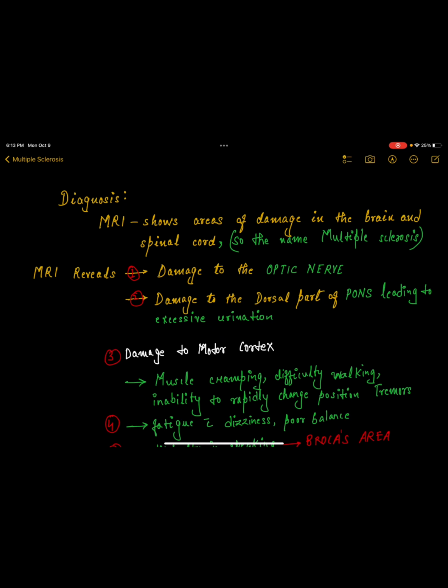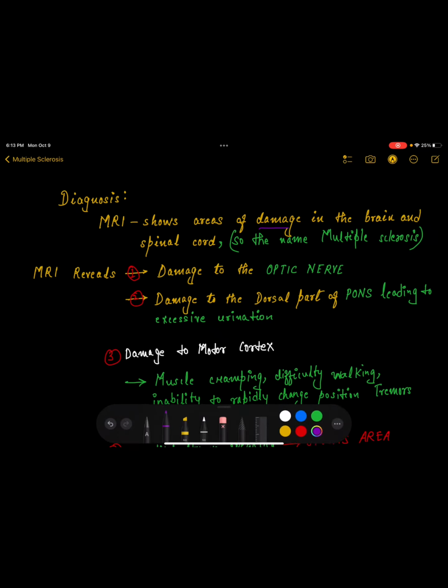So now the diagnosis. This patient was asked to go for an MRI, and her MRI shows damage in the brain and the spinal cord. So the name multiple sclerosis: multiple means multiple focal areas of the brain get damaged, and sclerosis means hardening of any tissue of our body. What happens in multiple sclerosis is that the axons of the neurons get damaged due to multiple or repeated attacks on them.